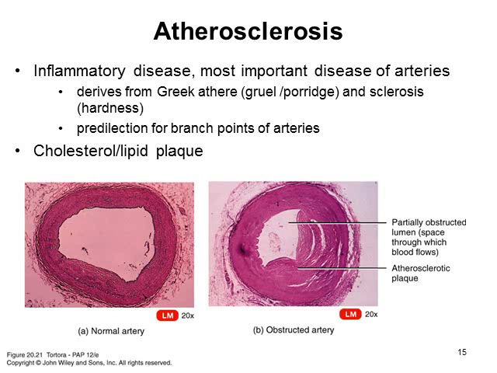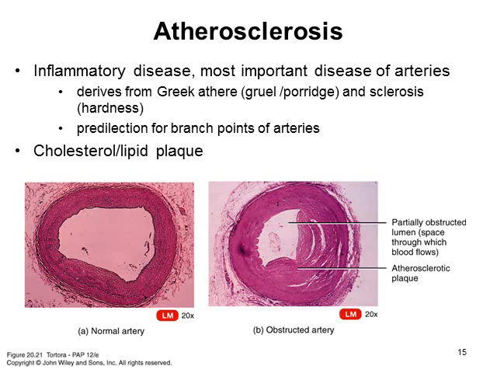I mentioned atherosclerosis earlier in the lecture. Atherosclerosis is an inflammatory disease and is actually the most important disease that we see in humans in the arteries. It derives from the Greek word athera, meaning gruel or porridge, and sclerosis, which means hardness. So literally what is happening is we're seeing a hardening deposit forming on the inside of the artery.